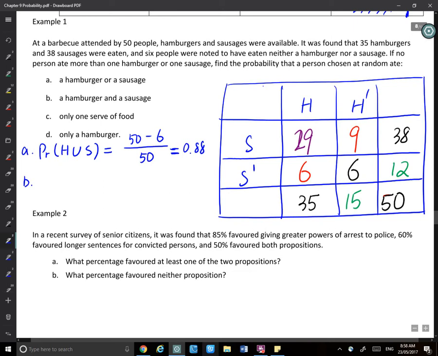Part B, a hamburger and a sausage. If it's and, it's H intersects S. Okay, H intersects with S and the sausage. So it's 29 over 50, which is 0.58.